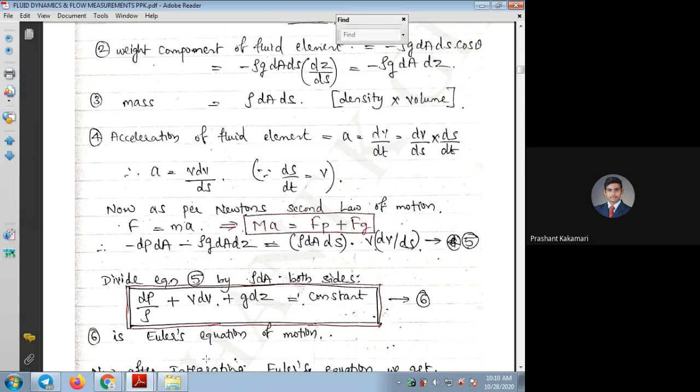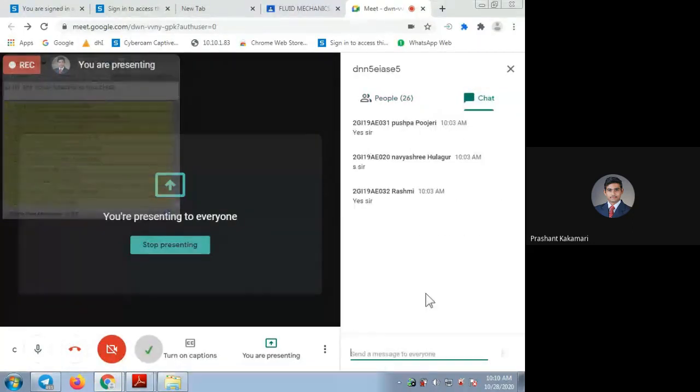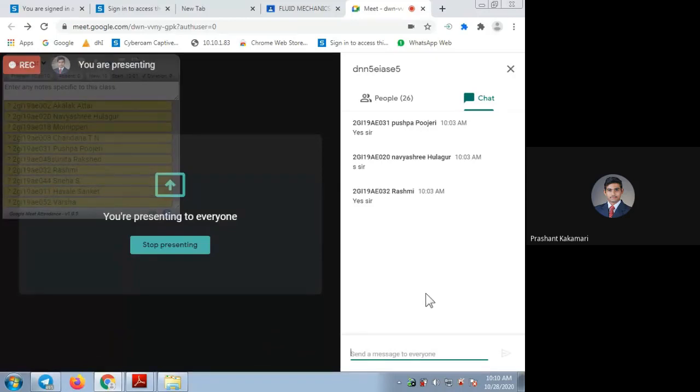Next, same term. I hope this point is clear to all. The step I have converted from fifth equation to sixth equation. All of you understood the Euler's equation?